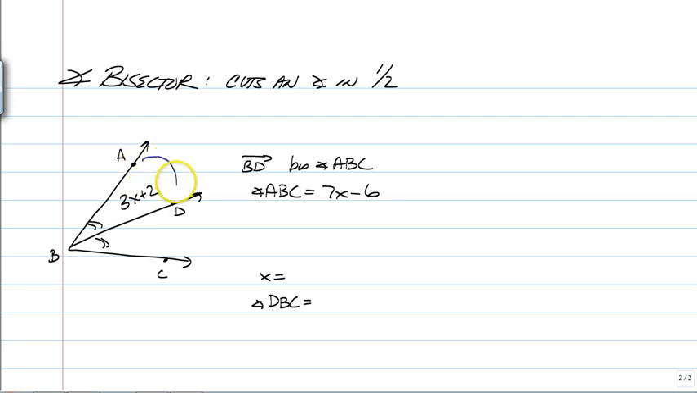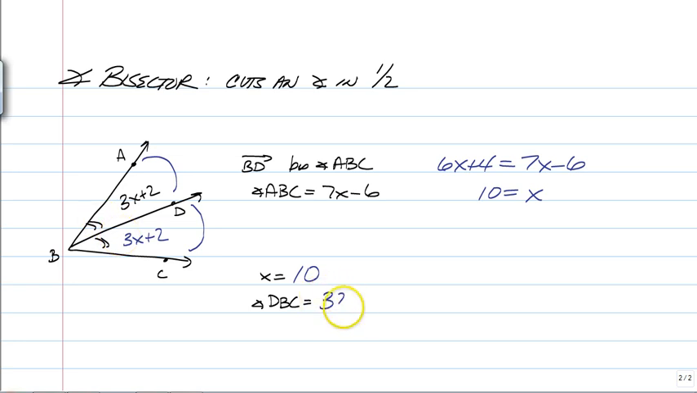So angle ABD and angle DBC are going to be the same, and that's because they are split by an angle bisector. Okay? So you can call this angle 3x plus 2. And we could just double that one, or add the two together and say 6x plus 4 is equal to the big angle given as 7x minus 6. That'll give you x is equal to 10. And then you just have to go find DBC, which we know is 3x plus 2 because these angles have to be the same. So then the answer is 32 degrees.